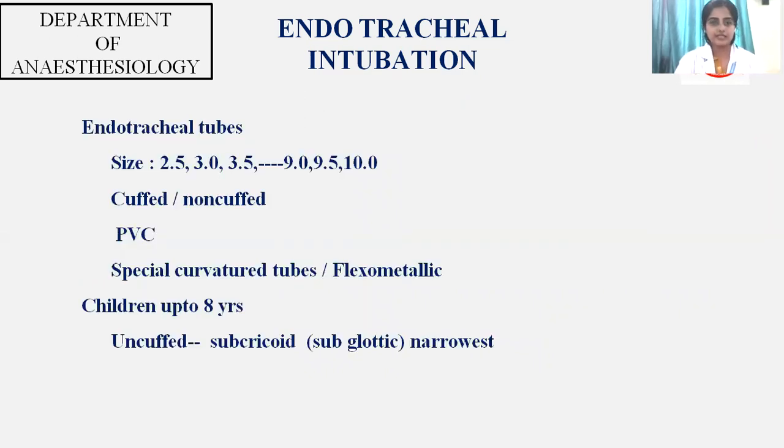Now we have different sizes of endotracheal tubes, starting from 2.5 mm, which depends on the external diameter, that is, the outer diameter, going up to 10. We even have cuffed endotracheal tubes and non-cuffed endotracheal tubes. There are PVC, that is polyvinyl chloride tubes, special curvature tubes, and flexometallic tubes. In children up to 8 years, we prefer uncuffed tubes because in children, the subglottic or the subcricoid portion is the narrowest portion. So, in such scenarios, in children up to 8 years, we prefer to use the uncuffed endotracheal tubes.